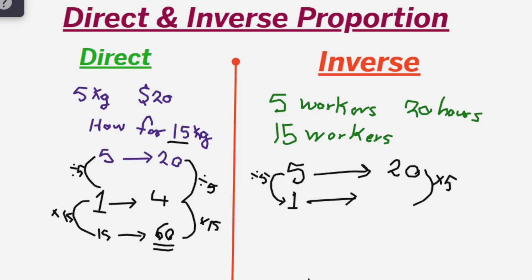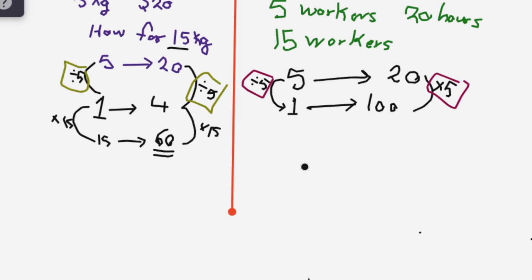Now look at the difference. In the first one, here we divide and we divide, because the quantities increase together and decrease together. While here in the inverse, if you divide one side, you multiply the other side. Did you get this? Now 20 times 5 is 100. So 1 worker will need 100 hours to do this job.